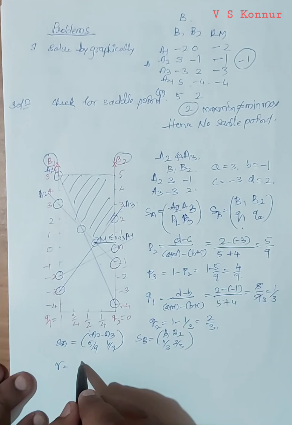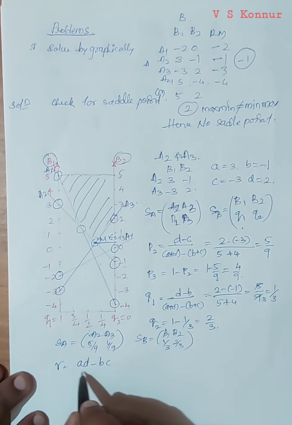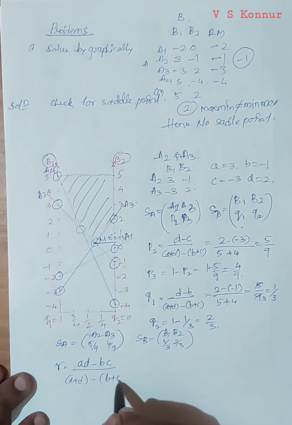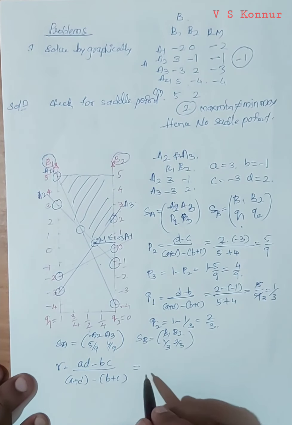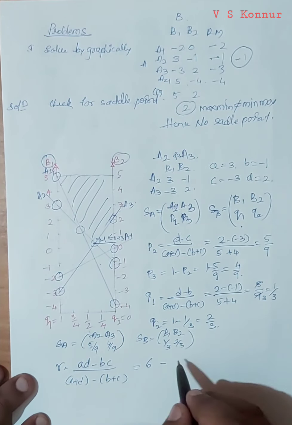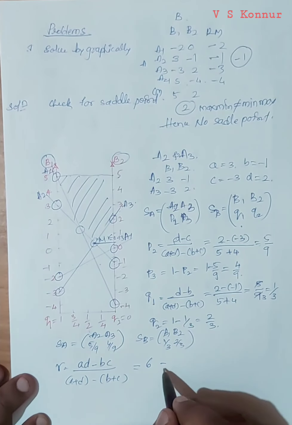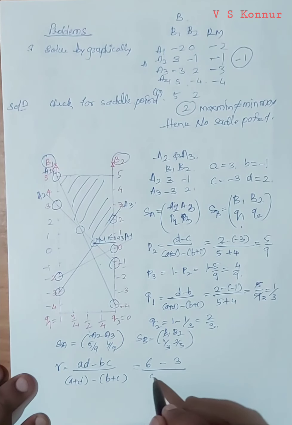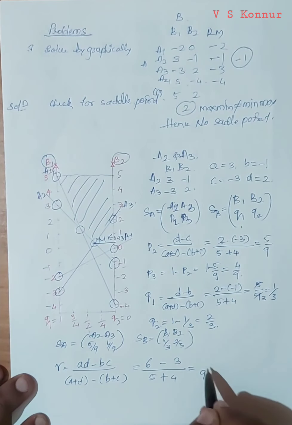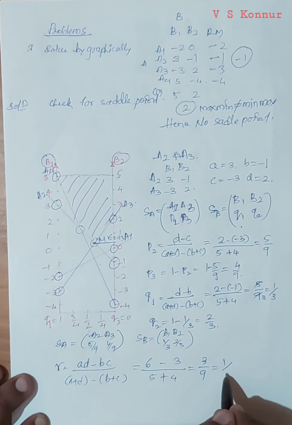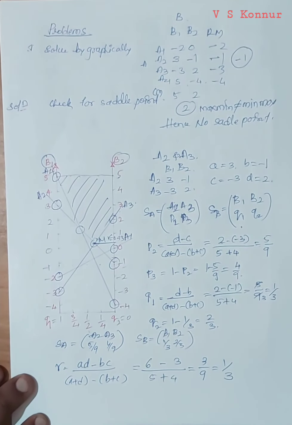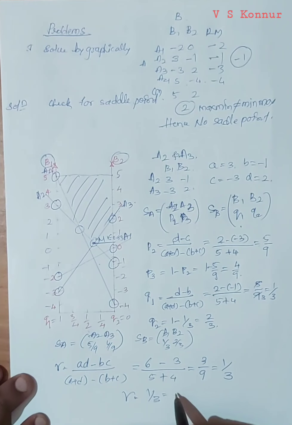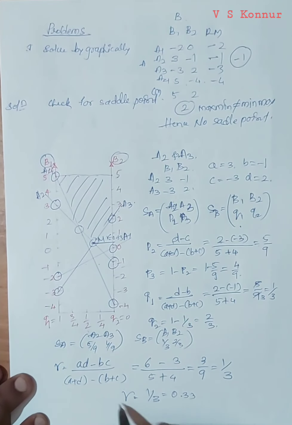Value of game can be calculated by AD minus BC divided by A plus D minus B plus C. AD is nothing but 2 into 3 is 6, minus BC is nothing but 3 into 1, 3. A plus D is nothing but 5 plus 4, 9. So 3 by 9 is equal to 1 by 3.